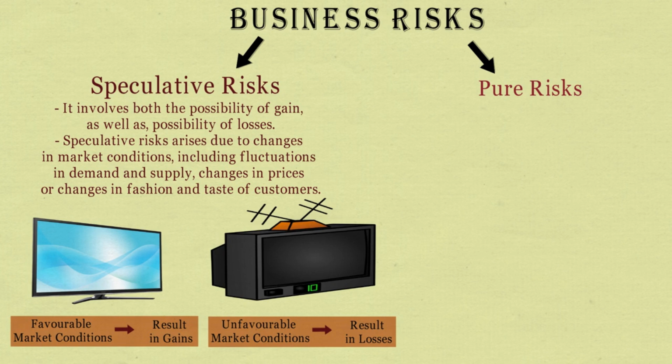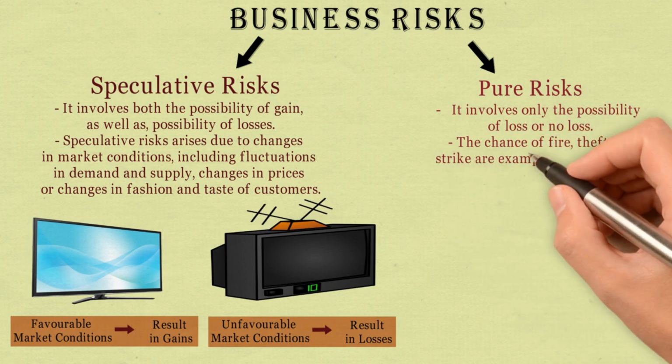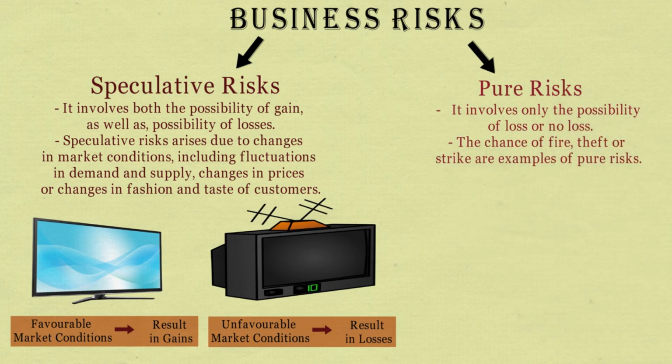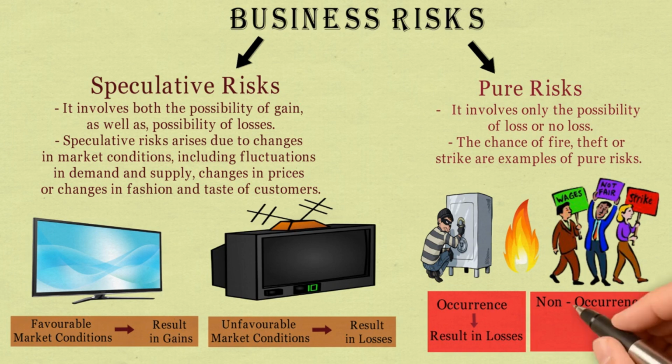Pure risk involves only the possibility of loss or no loss. The chances of fire, theft, strike are examples of pure risk. Where the occurrence of pure risk will result in losses, the non-occurrence of pure risk will be absence of losses instead of gain.